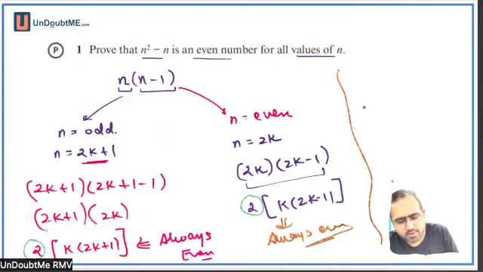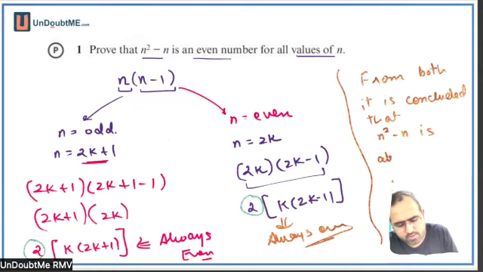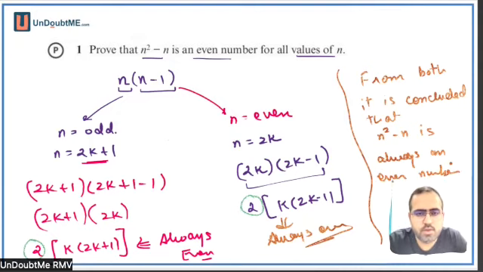So we will say that from both, it is concluded that n square minus n is always an even number. Okay, if you want, you can write it down as well.